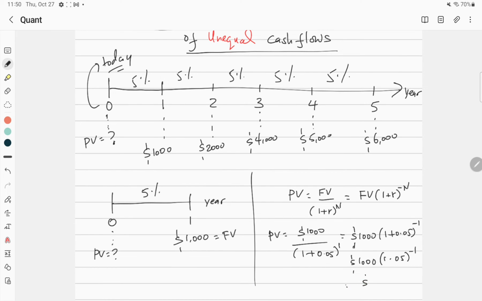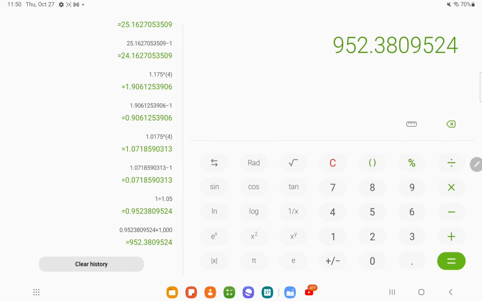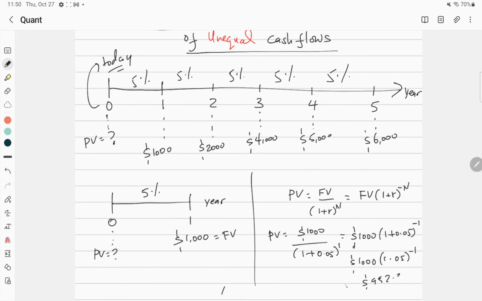This equals 952.38. So with 5% interest, you should have invested $952.38 today so that you can get $1,000 at the end of year 1.